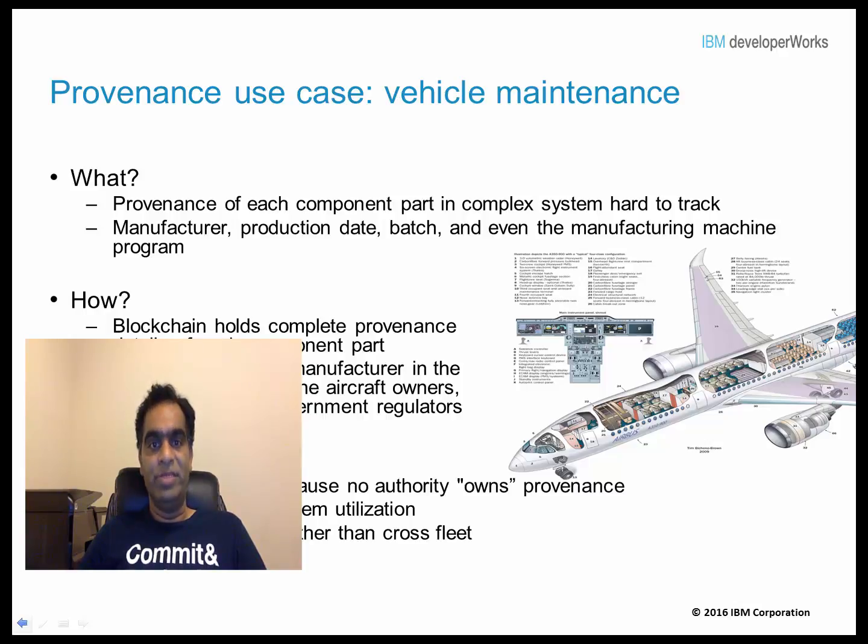What are the benefits? Because no one particular member or participating member owns the source of origin for information contained in the shared ledger, blockchain technologies lead to increased trust and integrity in the flow of transaction information among the participating members. It provides improvement in system utilization, and recalls can be made to a specific part rather than cross-fleet.